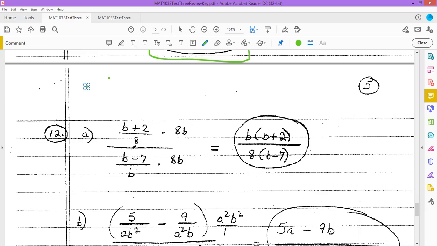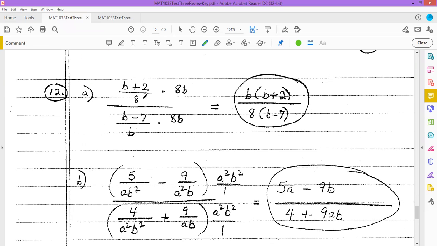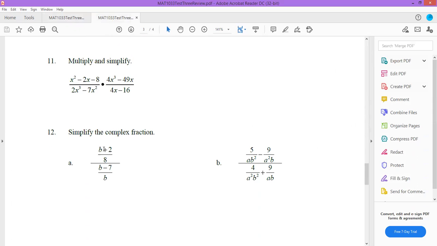Number 12, we see letter A, b plus 2 divided by 8 times 8b, and that's divided by b minus 7 times b times 8b. Now, in our division problems, remember, dividing by a fraction is the same as multiplying by its reciprocal. So we have this 8b term that's being multiplied, and the reason that's being multiplied is, let's go to the original problem. So when we look at the original problem, we have b plus 2 over 8 divided by b minus 7 over b.